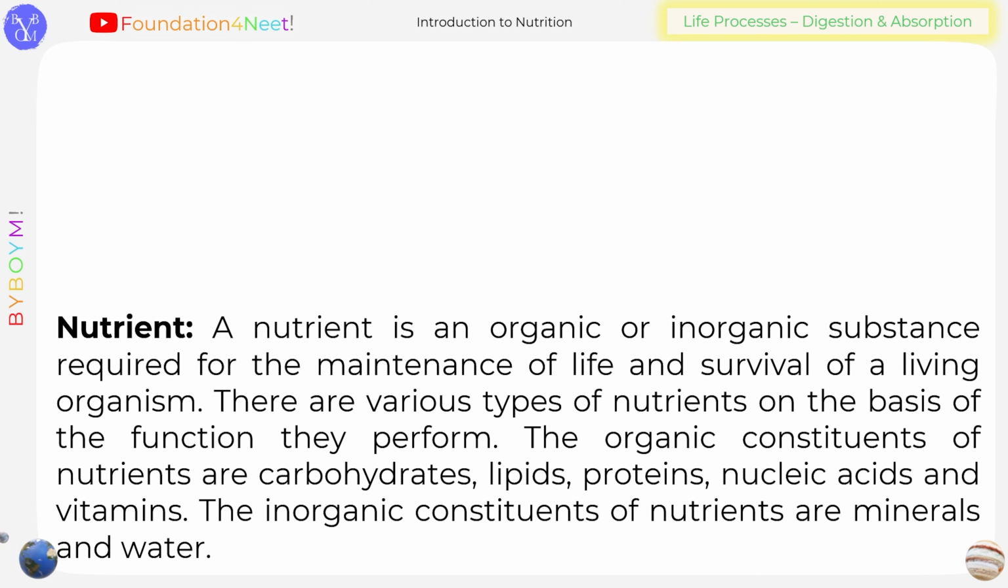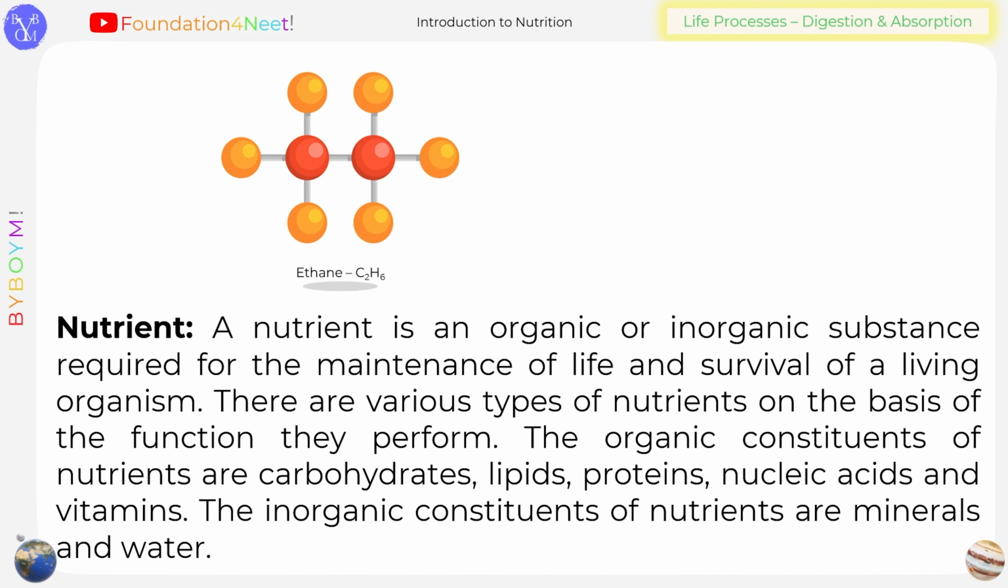So the next thing is nutrient. A nutrient is an organic substance, made of carbon and hydrogen, or an inorganic substance required for the maintenance of life and survival of a living organism. There are various types of nutrients on the basis of the function they perform. The organic constituents of nutrients are carbohydrates, lipids, proteins, nucleic acids and vitamins. So these are composed of carbon and hydrogen majorly. The inorganic constituents of nutrients are minerals and water, which are not composed of carbon.